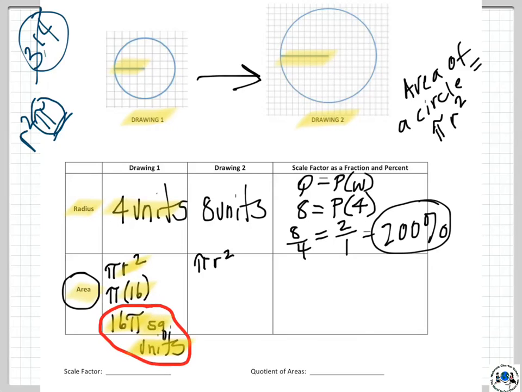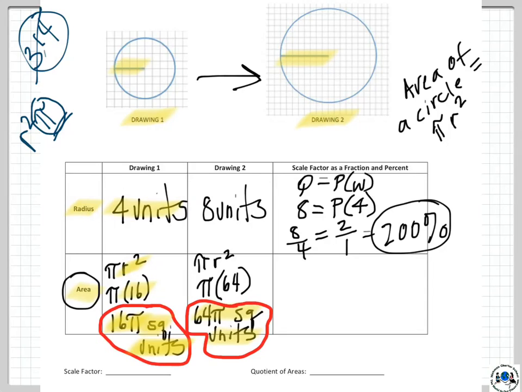All right, in terms of drawing 2, same idea. Pi times r squared, and so that's pi times 64, because 8 squared is 64, and then we're just going to put that as 64 pi square units. Okay, so what that means, of course, is 64 times pi would give us our number of square units, but for now we're going to leave it written in these terms. Okay.